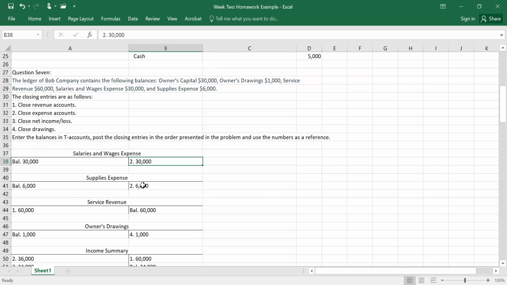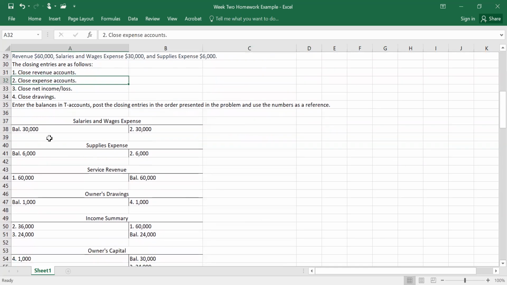And we're going to note that as number 2, right? Because they tell us close expense accounts, the reference number is 2. We would have noted the balance as a debit here. So as I said, we're closing these out by crediting them.